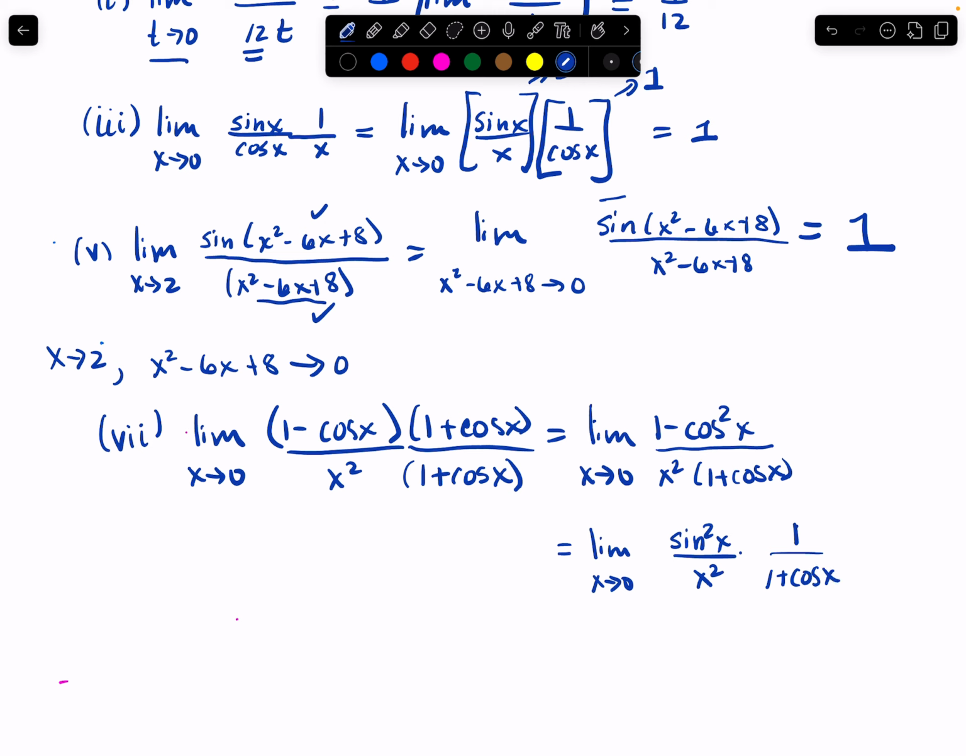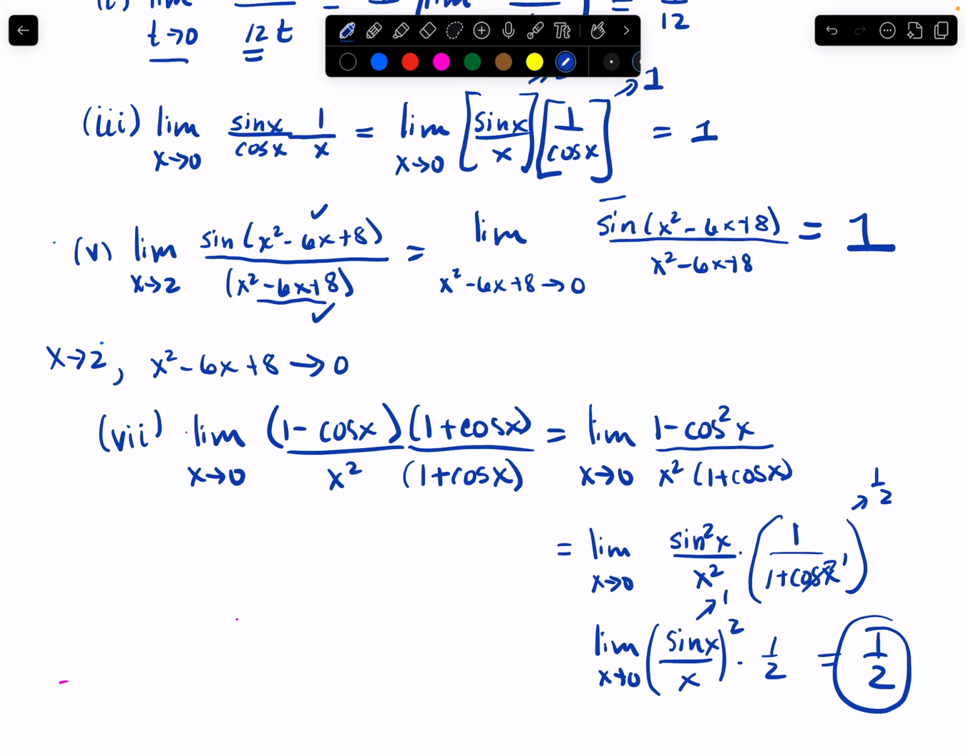Again, as x goes to 0, cosine goes to 1, so this piece goes to 1/2. And notice this is our limit, but squared, right? Sine x over x, squared. So this piece right there also goes to 1. This goes towards 1/2. Final answer.